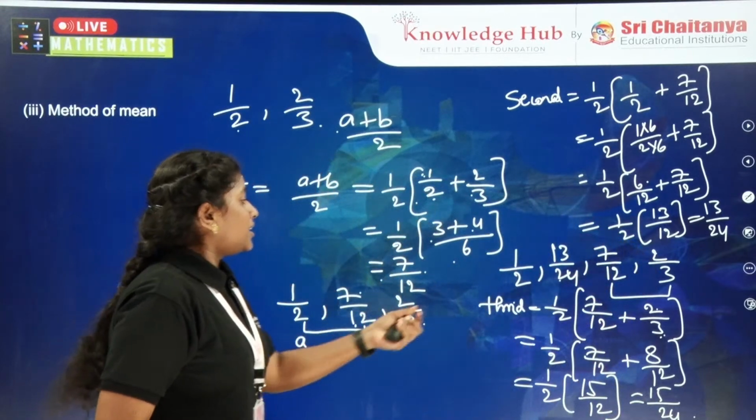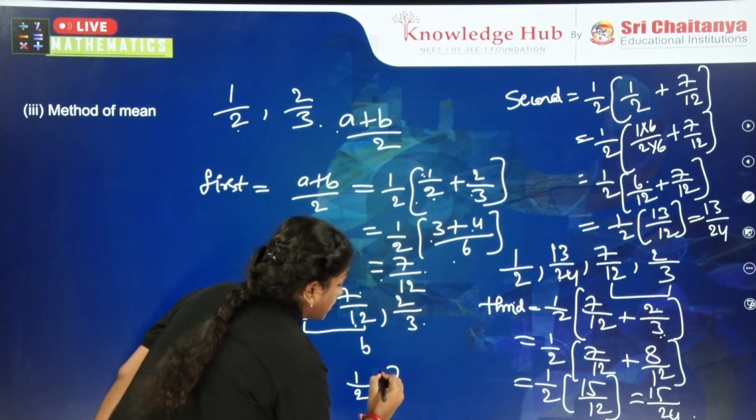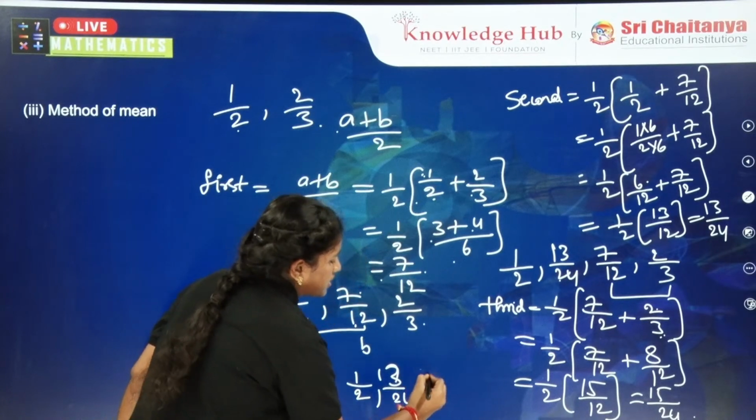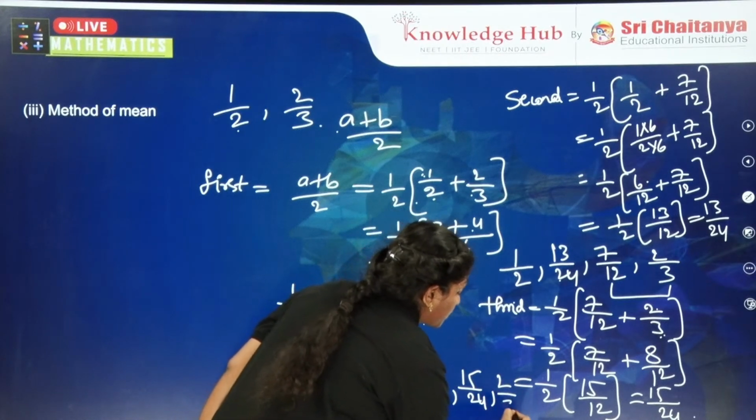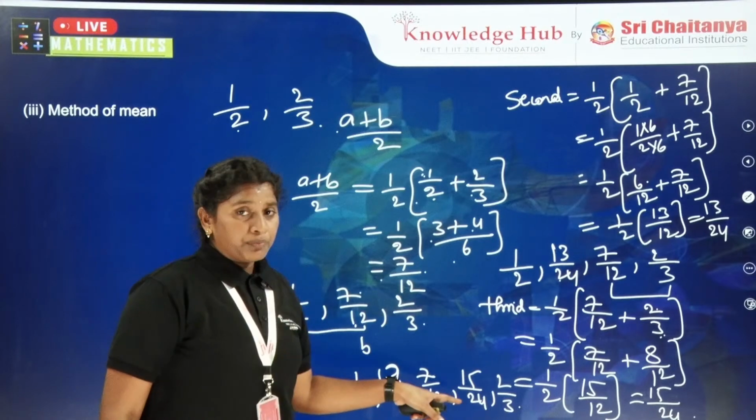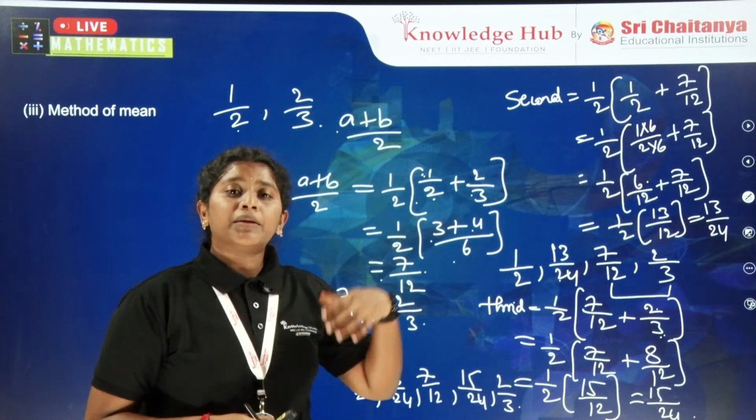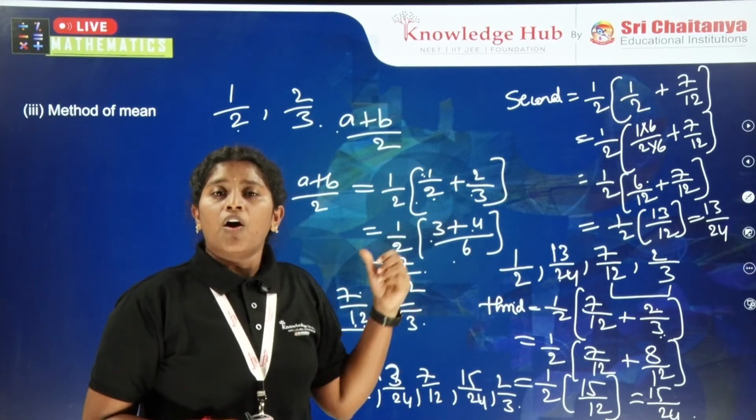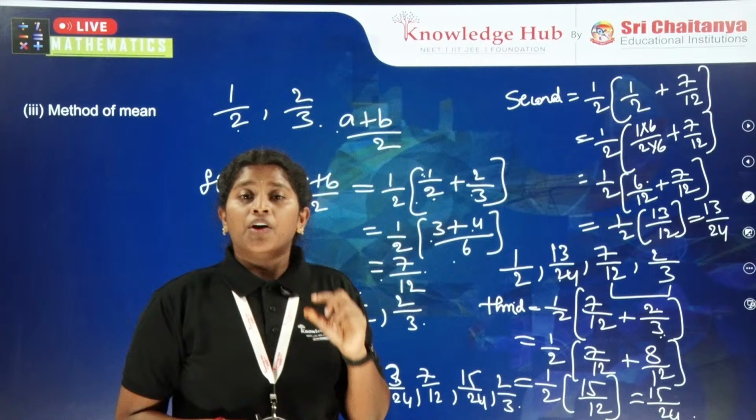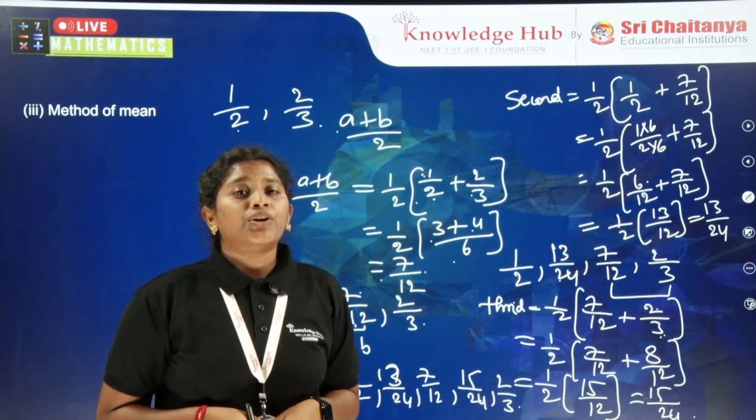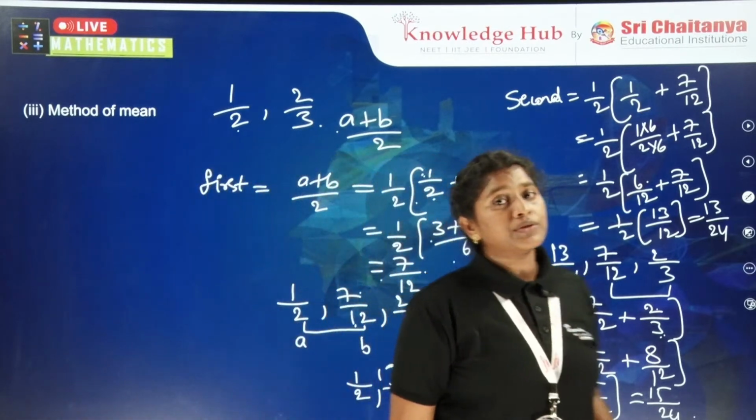So finally the three rational numbers between 1 by 2 and 2 by 3 will become 1 by 2 comma 13 by 24 comma 7 by 12 comma 15 by 24 comma 2 by 3. Okay. So we can use the mean method. If it is not mentioned in the question, you can use whatever method you want, like multiplying both numerator and denominator with 10, or the mean method. But if they ask you specifically to use the mean method, we are going to follow the mean method in order to find the rational numbers between the rational numbers. So this is how we use the mean method.